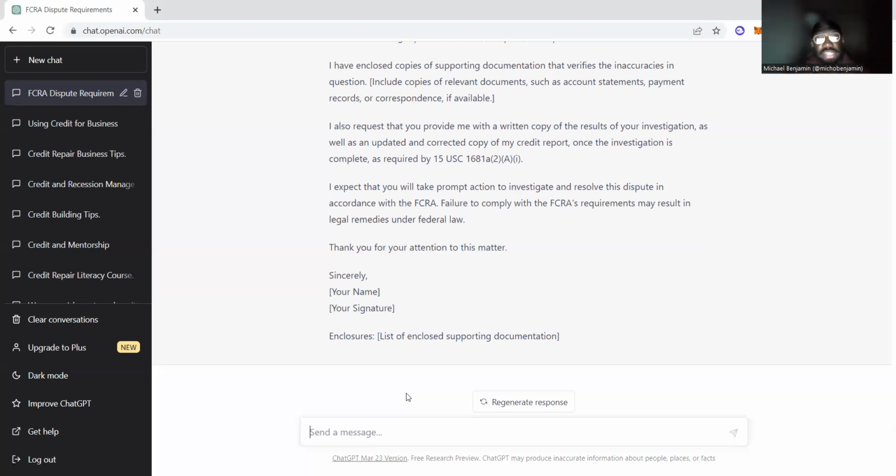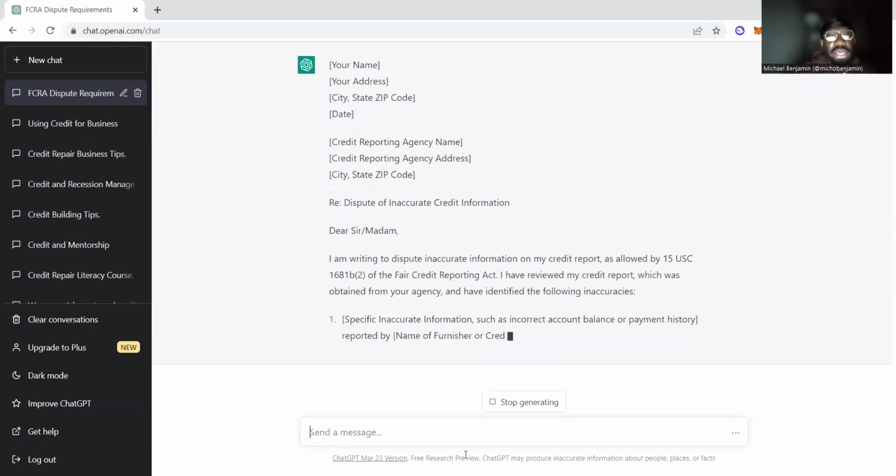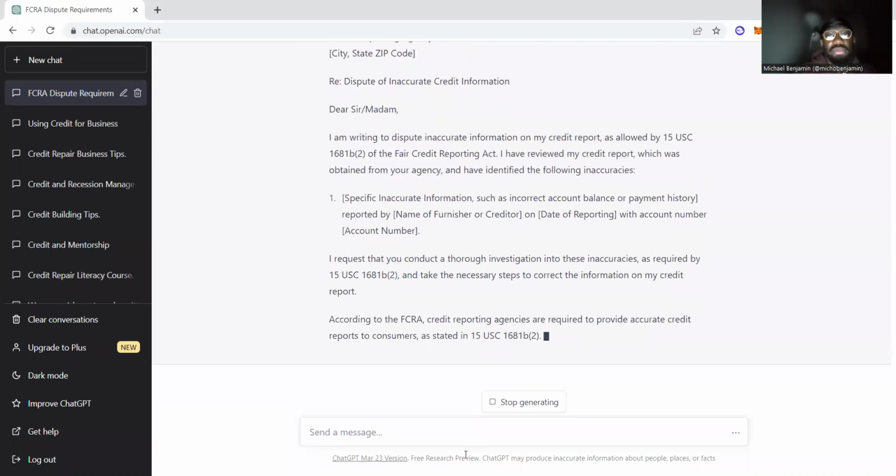So let's just test it out. Let's see what Chat GPT is talking about. Chat GPT is crazy. They just be going crazy. They be acting real bad. So write me a dispute letter. Let's have manners. You feel me? So we're gonna say, please write me a dispute letter using 15 USC 1681B number 2. If you're familiar, you know that's a permissible purpose law. So look, they already put your name, all that. Dear Sir, Madam, I'm writing, blah, blah, blah.